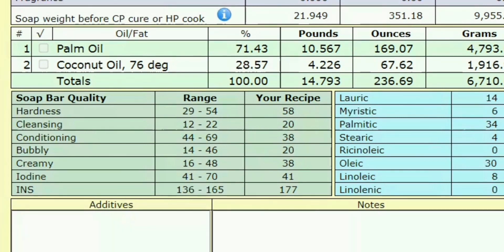Now, when we go down to look at the quality of the soap, we can see that the cleansing range has increased dramatically by using coconut oil instead. That's because coconut oil is a very cleansing oil. Also, we can see that the soap is now more bubbly. It has more lather. So this is how I would personally make this soap.